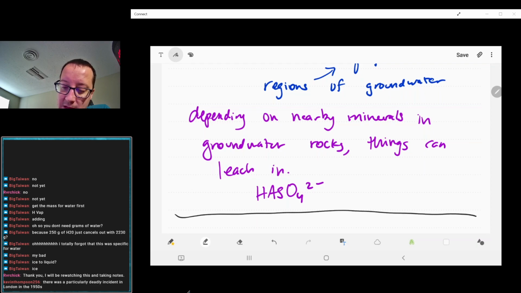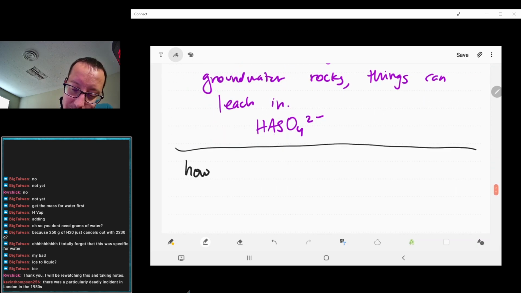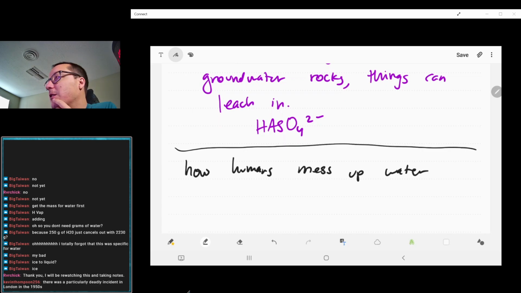Okay, anyways, let's talk about how humans mess up water. So, yesterday we had a section where we talked about humans messing up the air. Today we get to talk about how we mess up the water. Hooray! So, of course, dumping things into freshwater supplies is not a good thing. But we're going to see we have a couple of vocab words to learn here. One of which is called eutrophication.